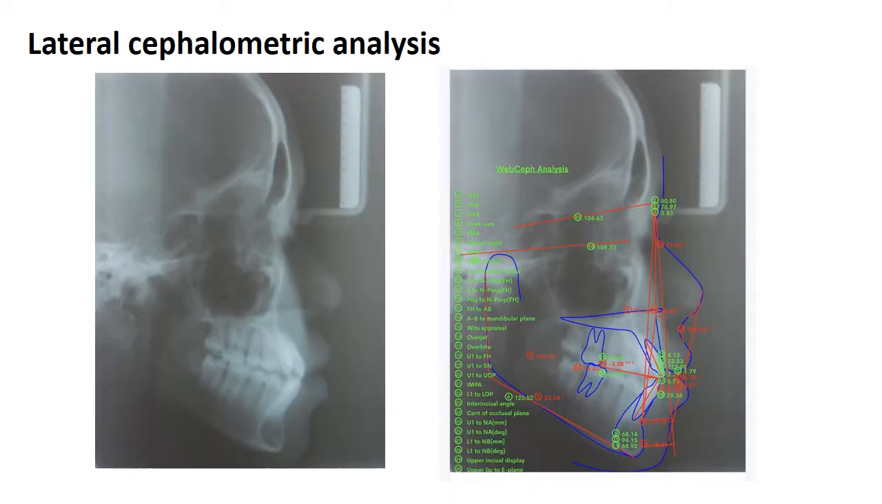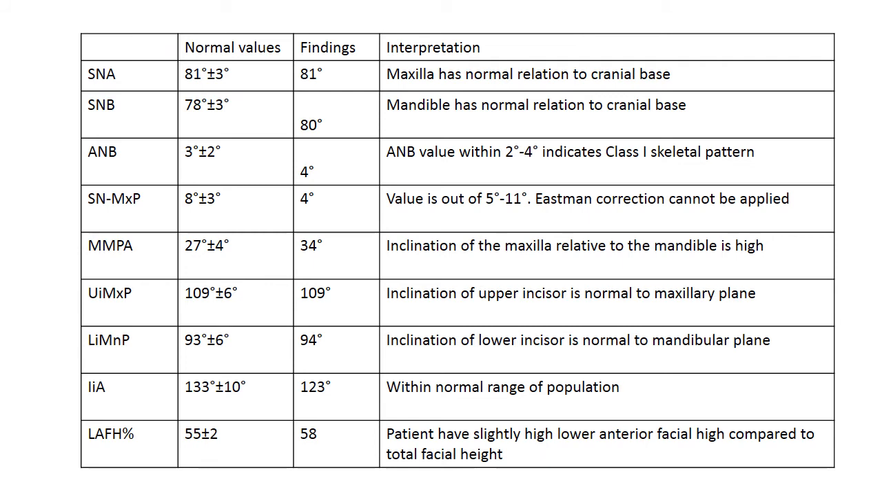So this is the lateral cephalometric analysis. I traced the lateral cephalometry using webceph.com. Then these are the findings. First, for the SNA value, the finding is 81 degrees, which means the maxilla has a normal relation to the cranial base.